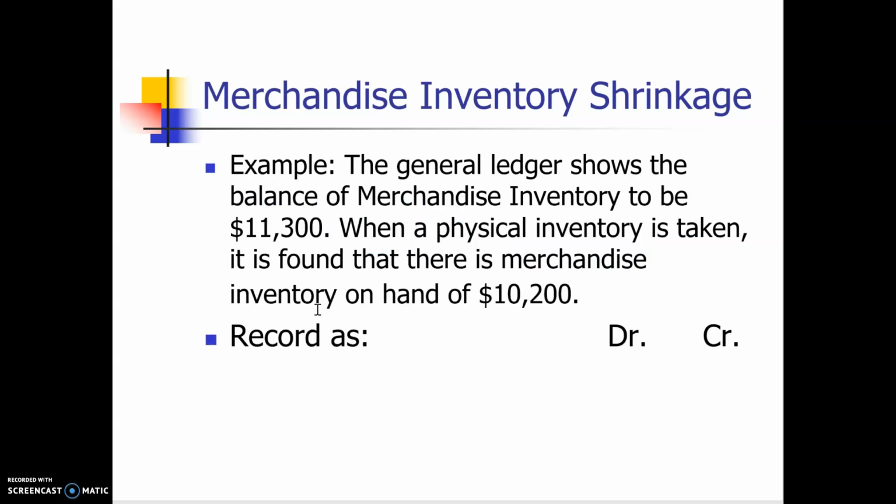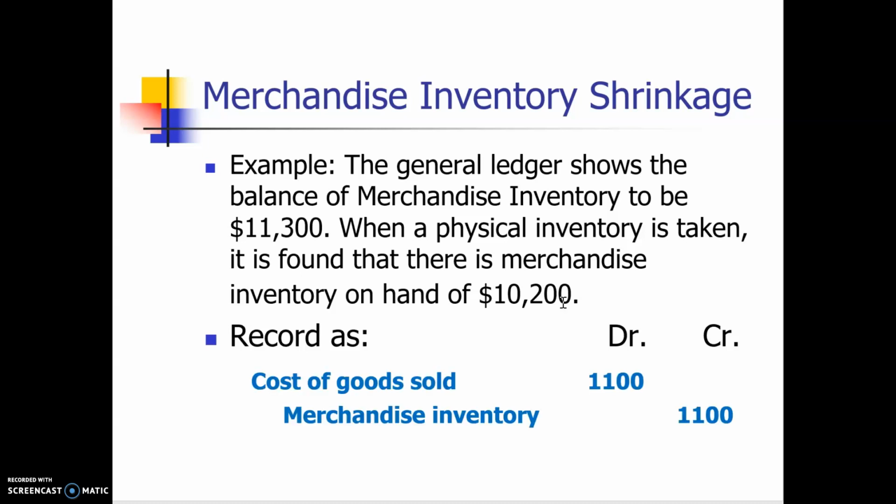So here's an example. General ledger shows merchandise inventory has a balance of 11,300. However, when we take our physical inventory and count it up, we find that we only have 10,200 of merchandise inventory. So the difference between the 11,300 and the 10,200 is the inventory shrinkage of 1,100. We will make a journal entry to debit cost of goods sold 1,100 and credit merchandise inventory 1,100. So that's how the perpetual inventory system works.